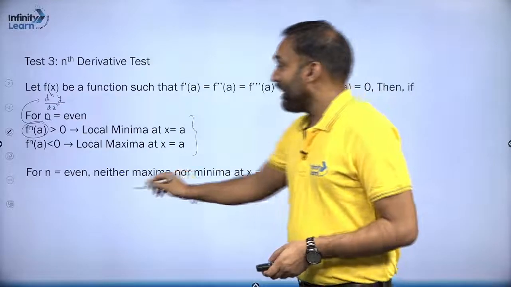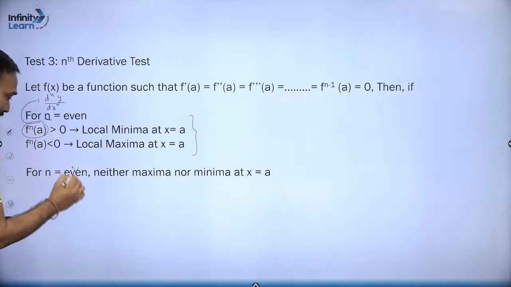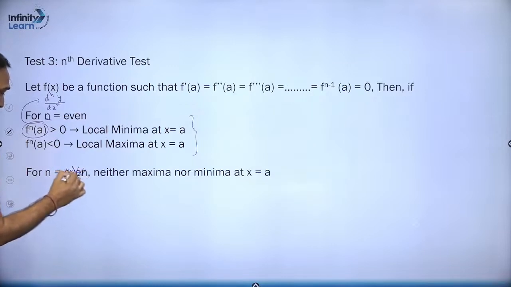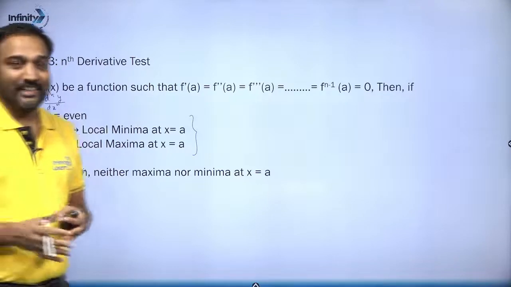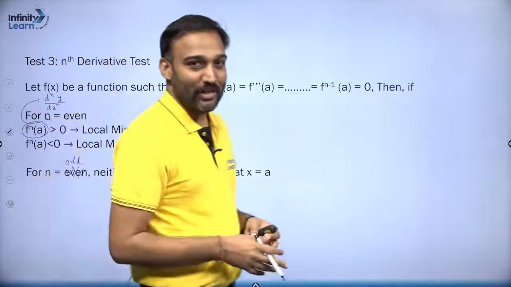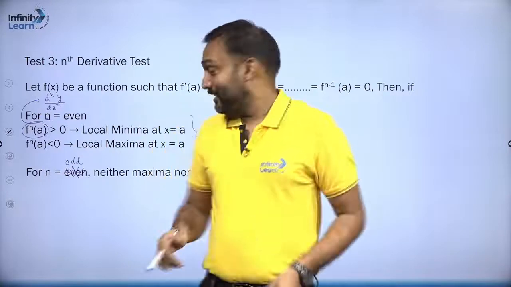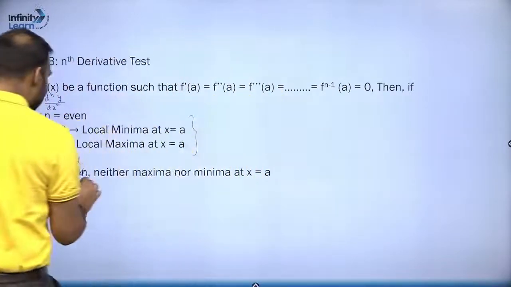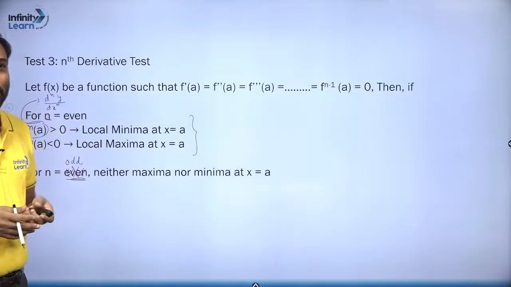Secondly, if n is even, sorry, there is a mistake over here. We all are human, right? So if n is odd, neither maxima nor minima will occur. So even after differentiating and you are getting a value over here for n is equal to odd, we can say it is neither minima nor maxima.